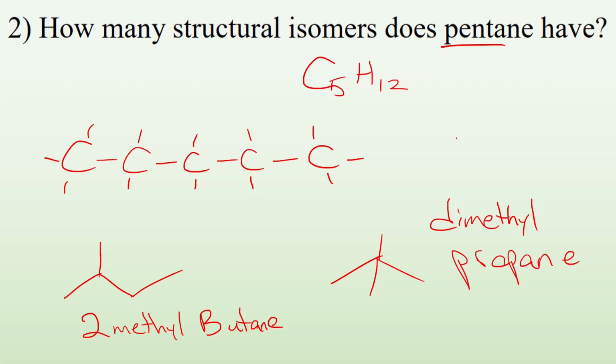Right? You may think, well, hey, couldn't I have a molecule that looks like this? And you could, but it's the same thing as 2-methyl butane. You would just number from the opposite direction. So that's not really an isomer. It's just looking at it from the other side. So how many are there? There are 3.